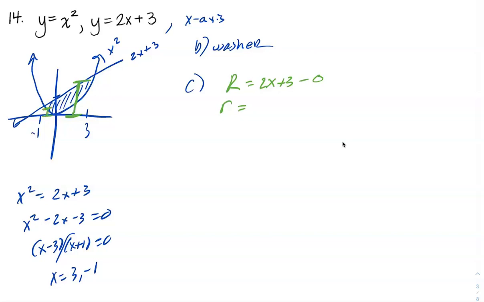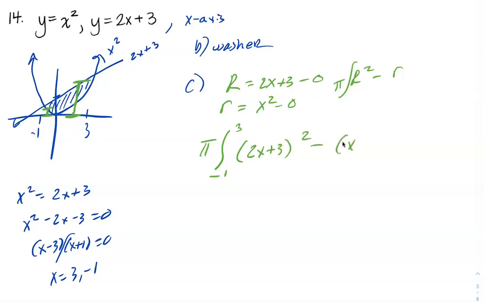Something like that. Right? That's going to be x squared minus 0. So my formula is going to be pi times the integral from negative 1 to 3 of my big R minus my little r squared. Right? That's the formula. So my big R here is (2x plus 3) squared minus little r, (x squared) squared, dx, which gets me 1088 pi over 15 or 227.870.